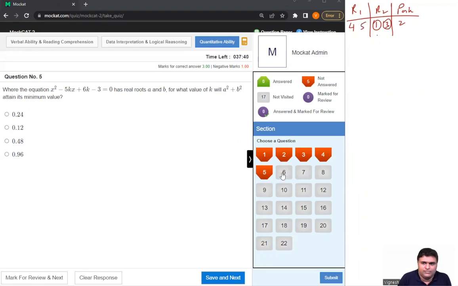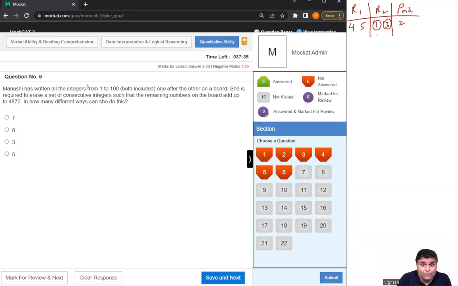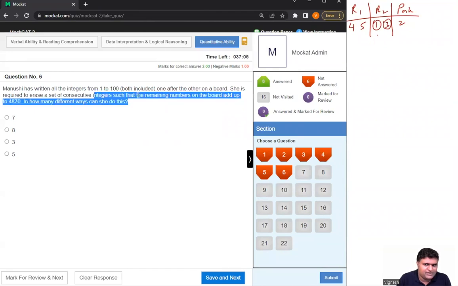So 5. Okay. And then 6th one. All the integers 1 to 100 on the board. She's required to erase a set of consecutive integers such that remaining numbers on the board add up to 4870. You have to erase consecutive. 1 to 100 you can add up, right? What is it going to be? 100 into n into n plus 1 by 2. 5050 is it? Yeah. And how many different ways can she do this? You know the concept, you'll get the answer. Any of you know this concept? Some of you, of course, know it, right? Any idea which concept? Yeah, which chapter?